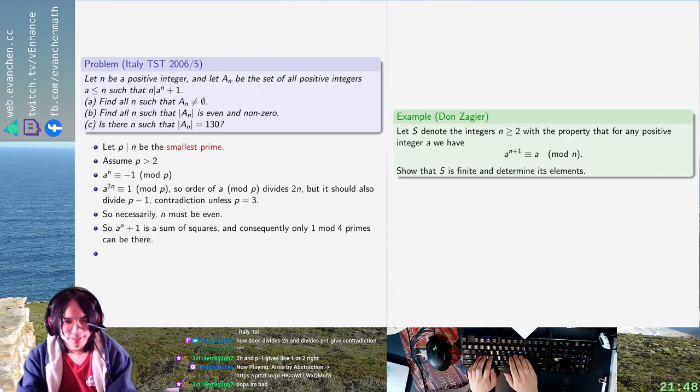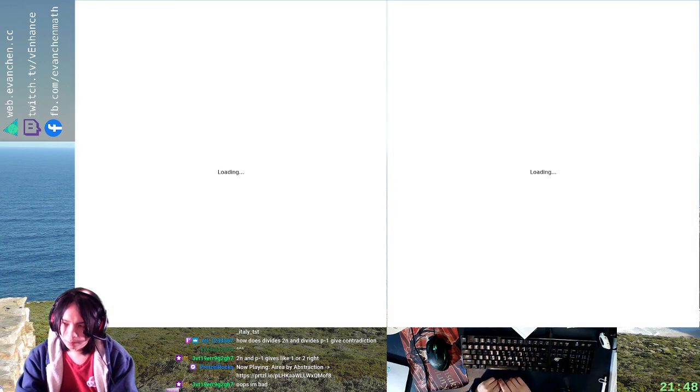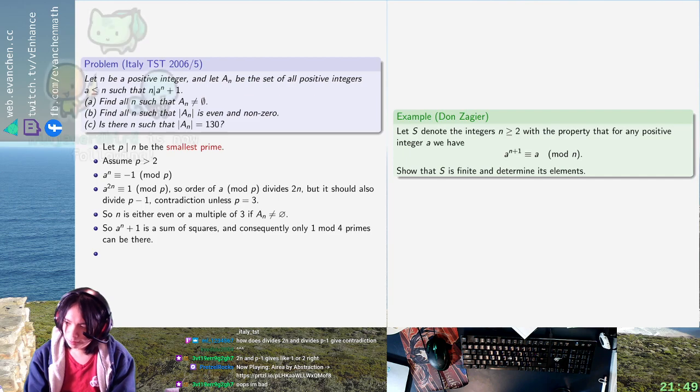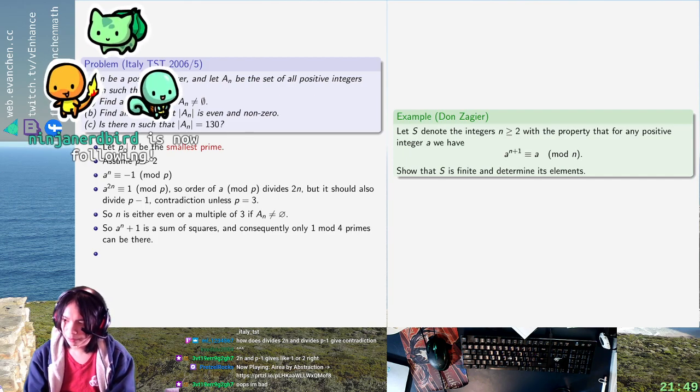Okay, so n is either even or a multiple of 3 if A_n is non-empty. So if 3 works, then powers of 3 should work as well, right? Wait, I'm messing something up. Something is definitely wrong. If n is odd, can I take a equals n minus 1?